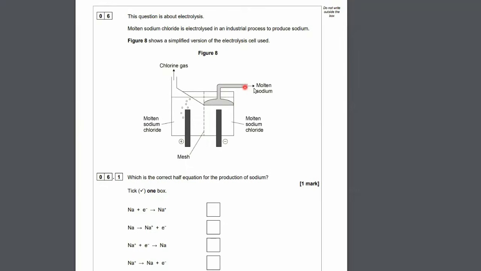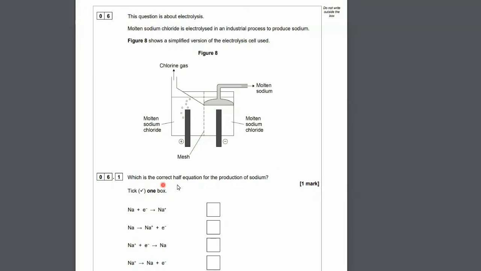We've got molten sodium coming out the top here. We've got molten sodium chloride in one side and molten sodium chloride in the other side. We have chlorine gas coming out the top here. We have a positive electrode, a negative electrode, and they're separated by a porous mesh.